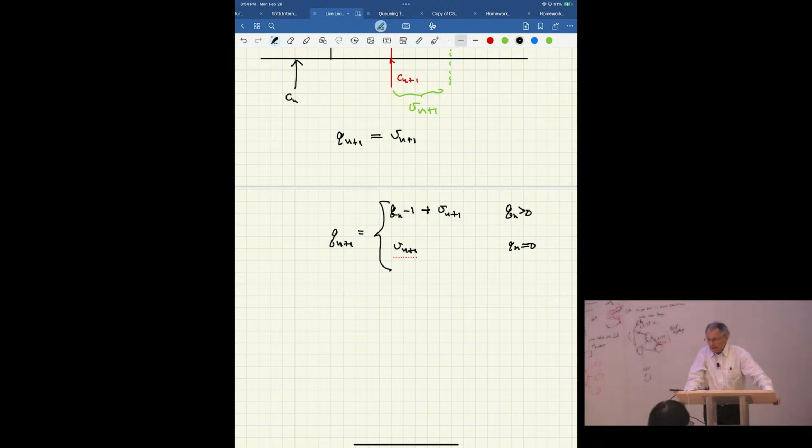Beautiful results come out of this. Don't worry. It looks like it's messy now. It's beautiful results. You'll really enjoy it.